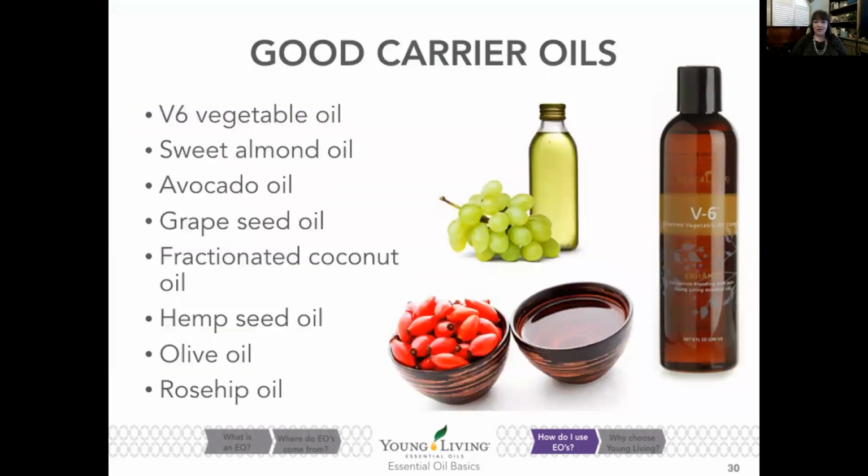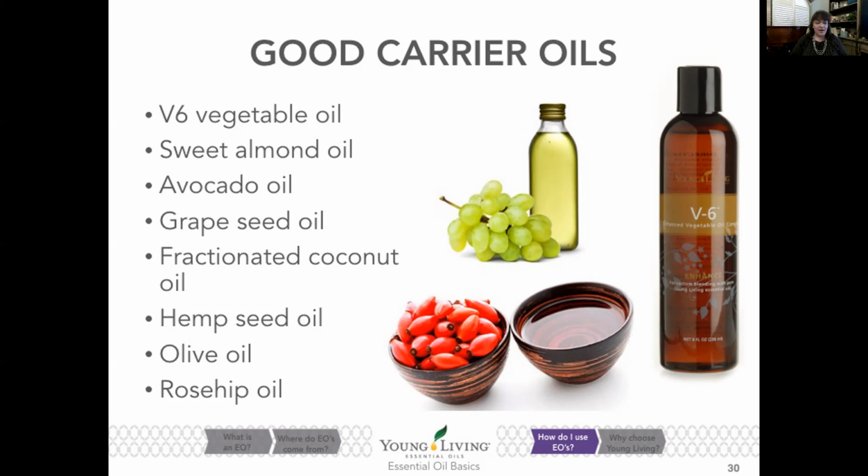So here are some good carrier oils. A carrier oil is a fatty oil that gives added benefits to your skin, such as coconut oil, olive oil, or grapeseed oil, that can be used to dilute essential oils. Young Living's V6 vegetable oil complex is an excellent carrier oil for all applications. Carrier oils ensure that essential oils applied topically are comfortable to the skin. You can look for dilution ratios on the Young Living essential oil bottles.